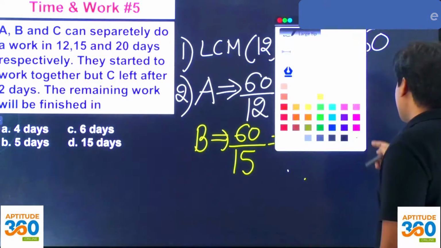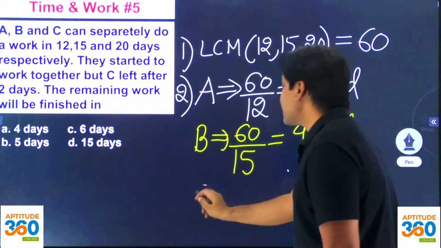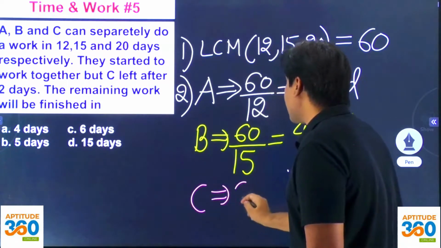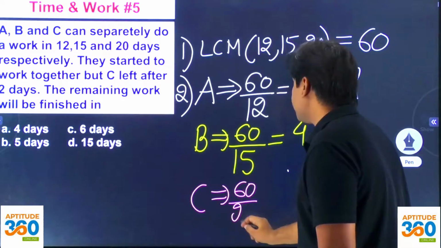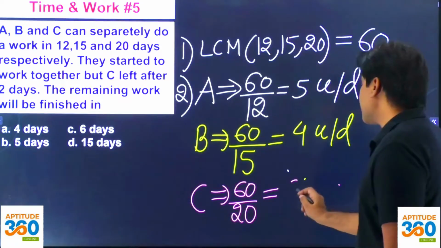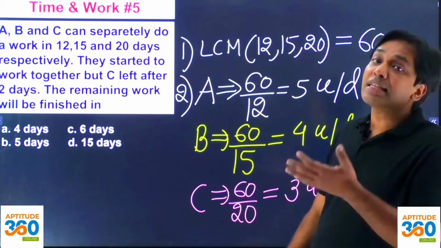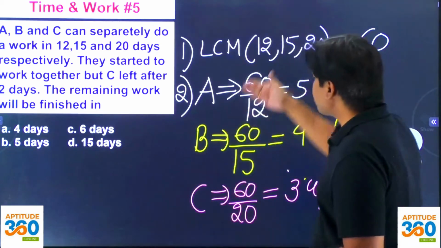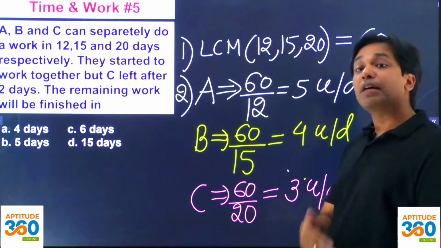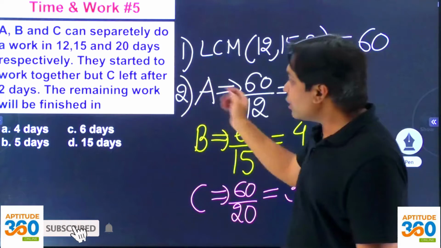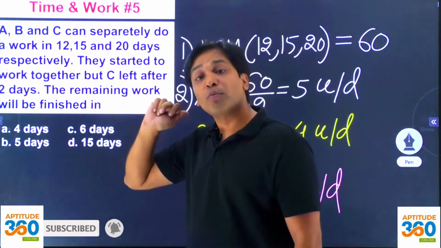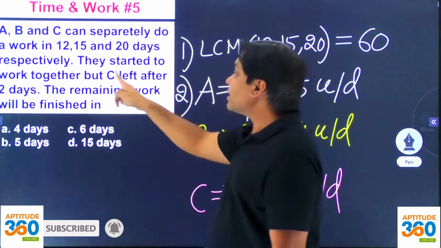And how about C? If C does this entire work in 20 days, C is going to be completing 3 units per day. So the LCM should be taken as the entire work, and then you should be finding out their individual rates per day, kitna kitna kaam karenge, and then you go back to the problem and say what is this problem talking about. They started the work together.